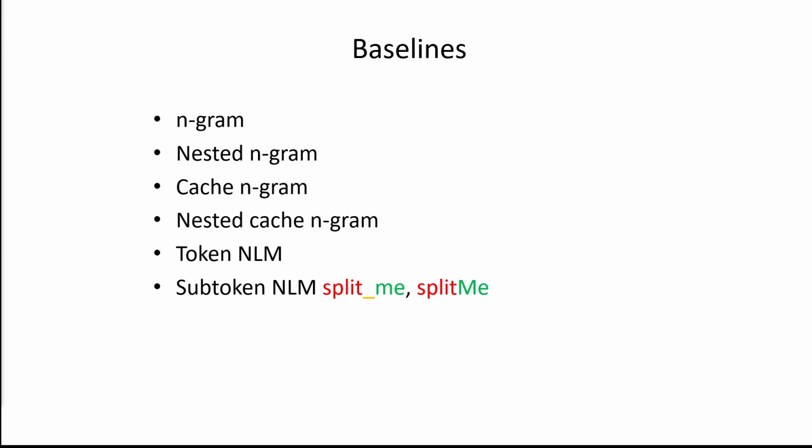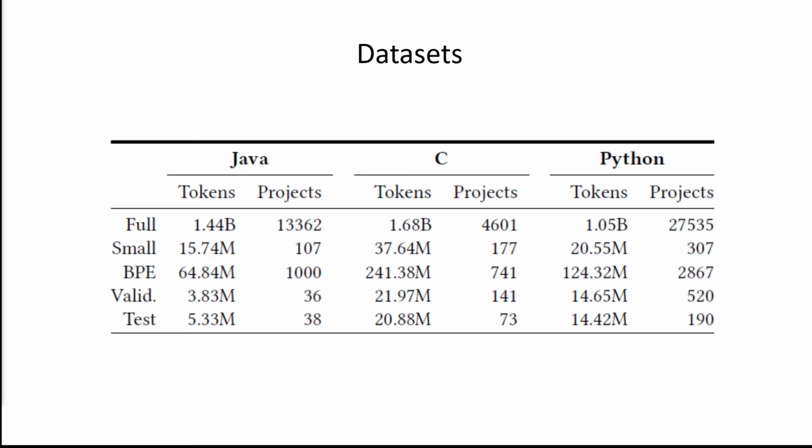Next, I'm going to talk about some baselines. We used n-grams, nested n-grams, which take the hierarchy of the project, and cache n-grams, where we cache sequences that have appeared before in the project and are not test data. Then the next are a token NLM and a subtoken NLM. The datasets we used were a Java, a C, and a Python corpus. Here are some statistics for them. We split this into a big train set, a smaller train set, a small subpart to learn the BPE encoding, a validation set, and a test set.